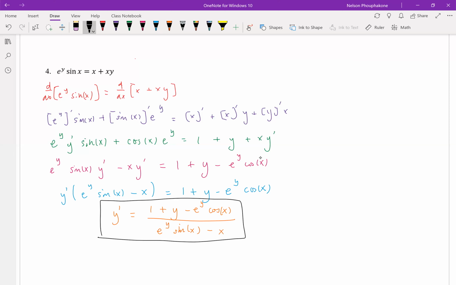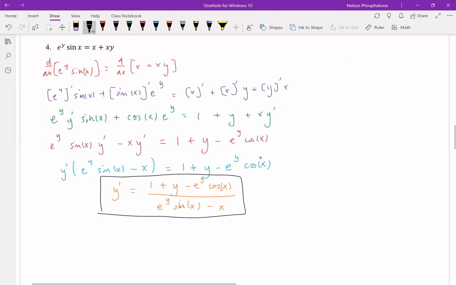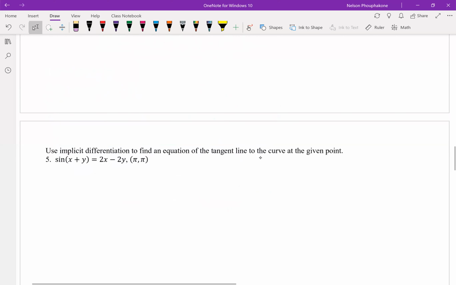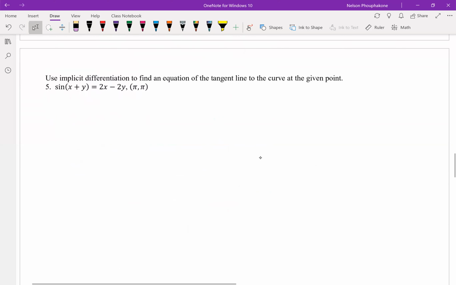Implicit differentiation. Okay, so now maybe let us work on some problems. To this problem right here, we would like to use implicit differentiation to find an equation of the tangent line to the curve at a given point. Now remember, if we want to find a tangent line, the first step is we need to take the derivative, again find y prime. The second is work with the slope of the tangent and the point, right? Okay, so this is what we want to do.